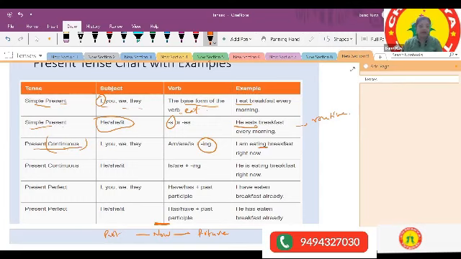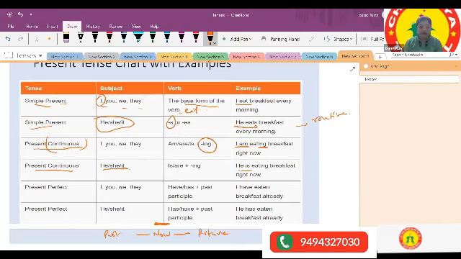Now when the subject changes: I am eating, we are eating, or if it is plural, they are eating. I am eating breakfast, you are eating breakfast, we are eating breakfast, they are eating breakfast. Now if this changes to he, she, or it, it is going to be he is eating breakfast, she is eating breakfast, it is eating breakfast. It can be a dog or a cat or anything. My cat is eating breakfast.